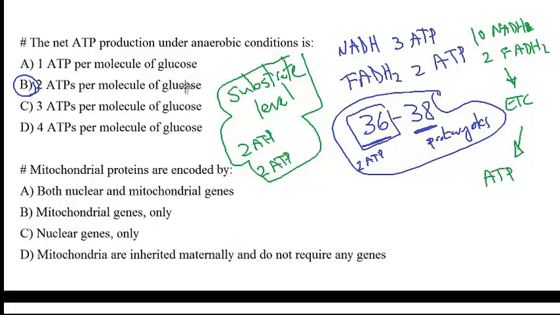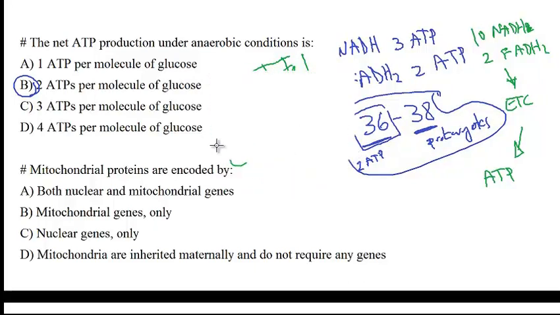All right. So that was for the first question. Now let's move on to the second question. If you want to think a little more, go ahead, pause the video. Mitochondrial proteins are encoded by both nuclear and mitochondrial genes.